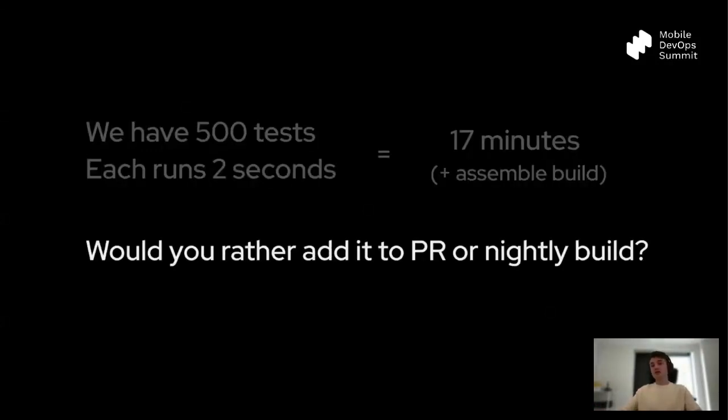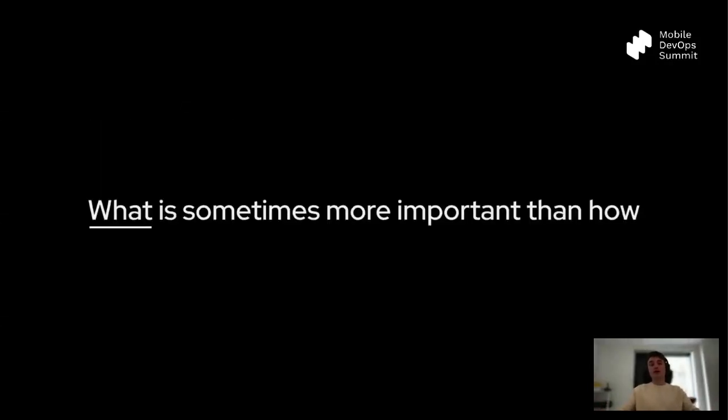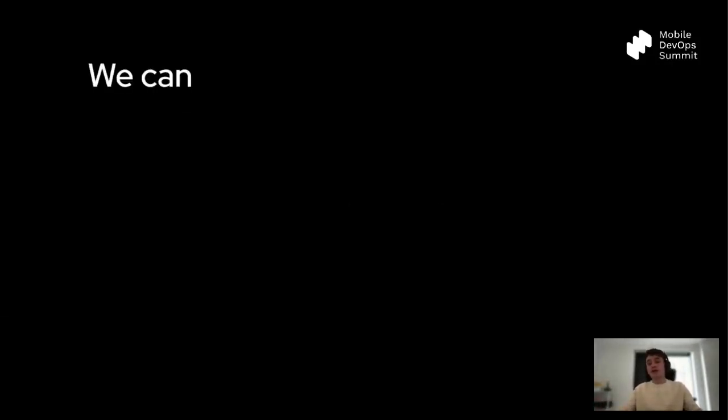Now, the question is, would you rather add it to a pull request or a nightly build? I think it's often the way the question looks like this when we are trying to integrate UI tests in our CI, but I think that the question is wrong because we also need to think of what exactly we run and what is sometimes more important, and how. Because by excluding the UI tests that we can skip in some of the pipelines, we can definitely improve the performance, just by not doing the job that we don't have to.